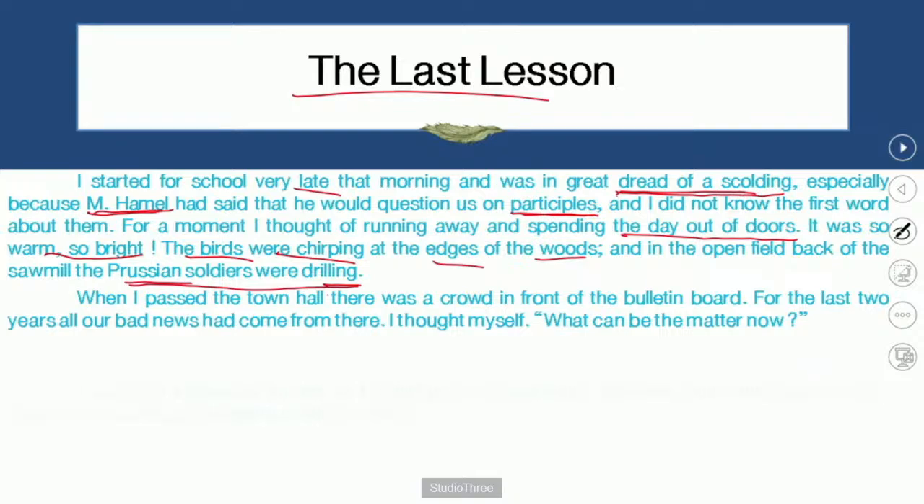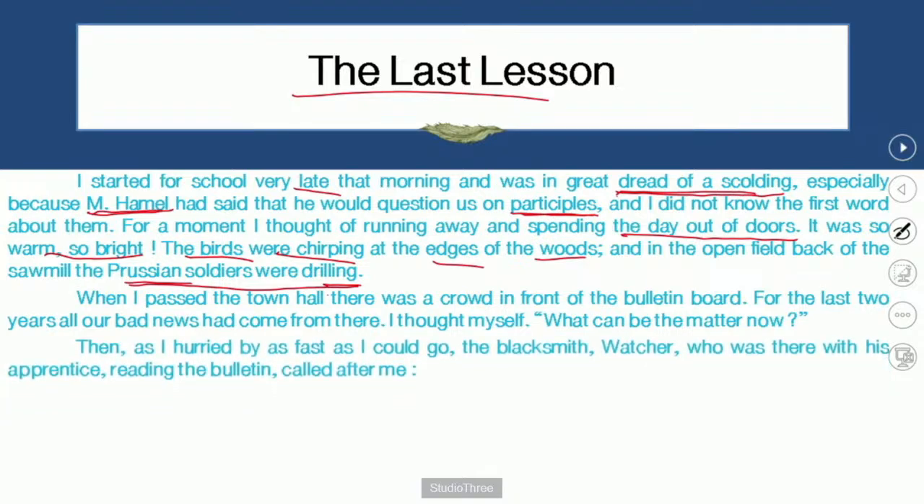Now in the second stanza, when I passed the town hall, there was a crowd in front of the bulletin board. It is a very important thing that he noticed there was a bulletin board. For the last 2 years, all the bad news had come from there. The writer thought to himself, what can be the matter now? Means he noticed that there must be bad news from that bulletin board. Then I hurried by as fast as I could go.